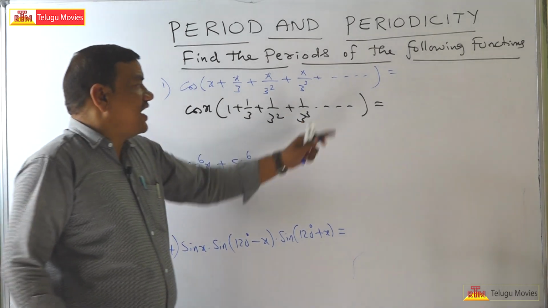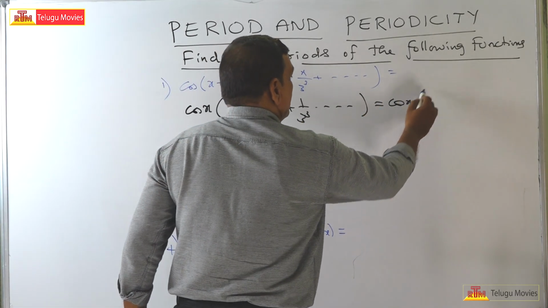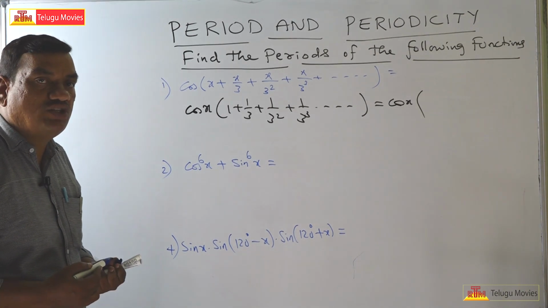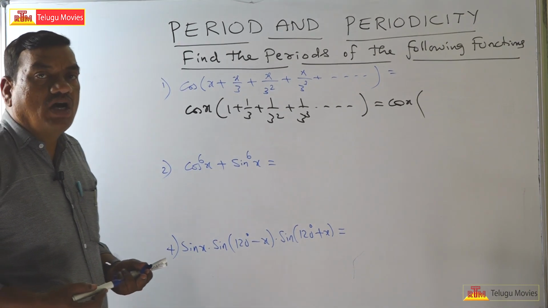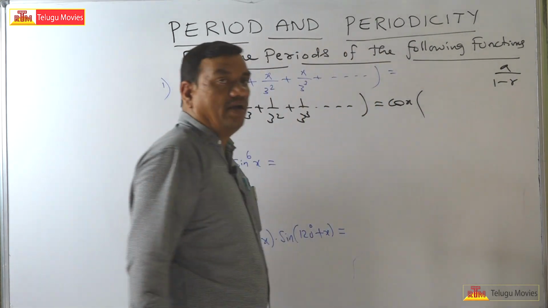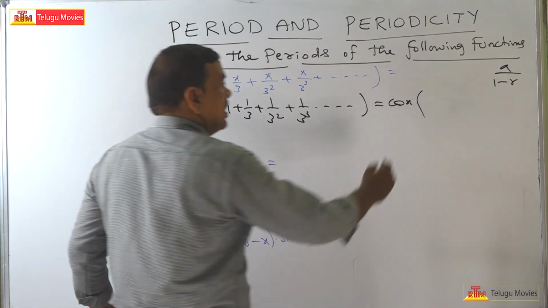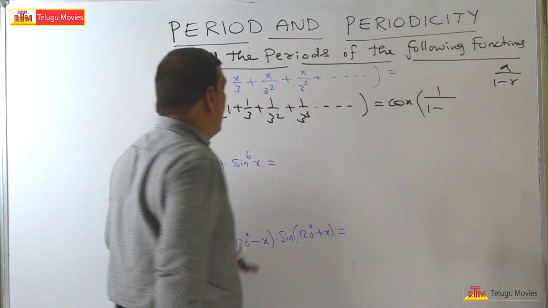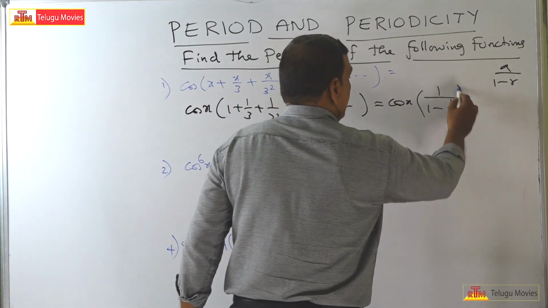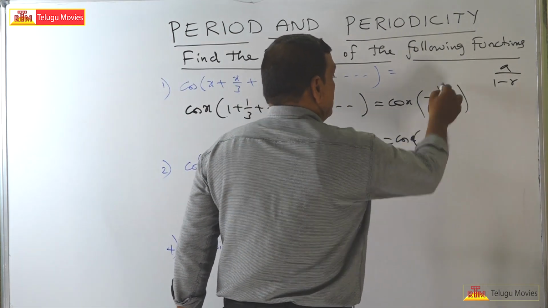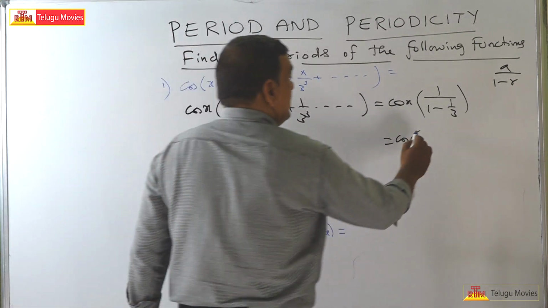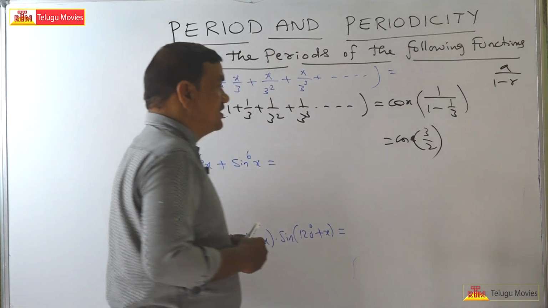So clearly it is an infinite geometric progression: 1 plus 1 by 3 plus 1 by 3 square, and so on. We have the sum to infinity of the GP, that is a by 1 minus r. Here a is 1. What is the common ratio? Clearly 1 by 3. So therefore this is cos of x times 1 upon 1 minus 1 by 3, which means 3 by 2. So cos of 3x by 2.